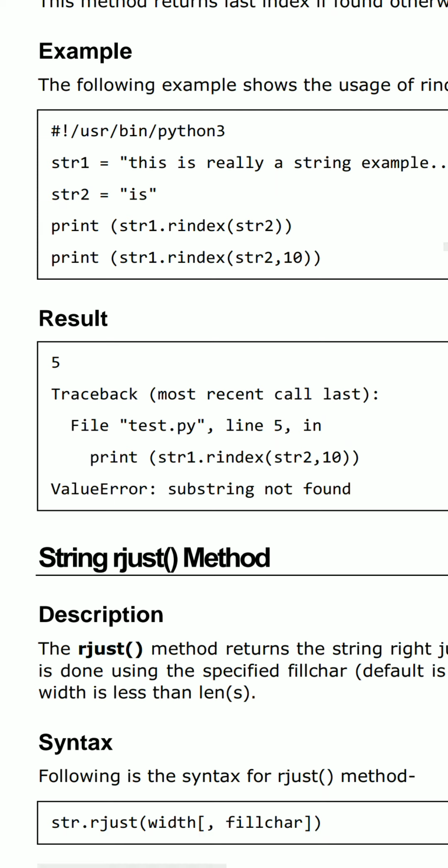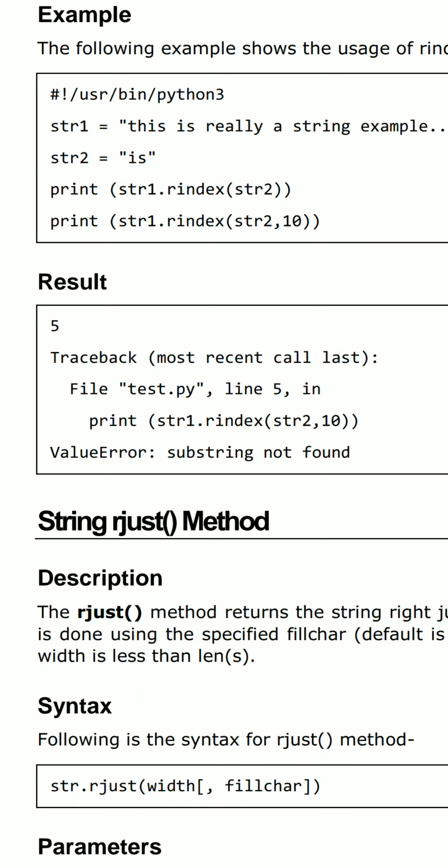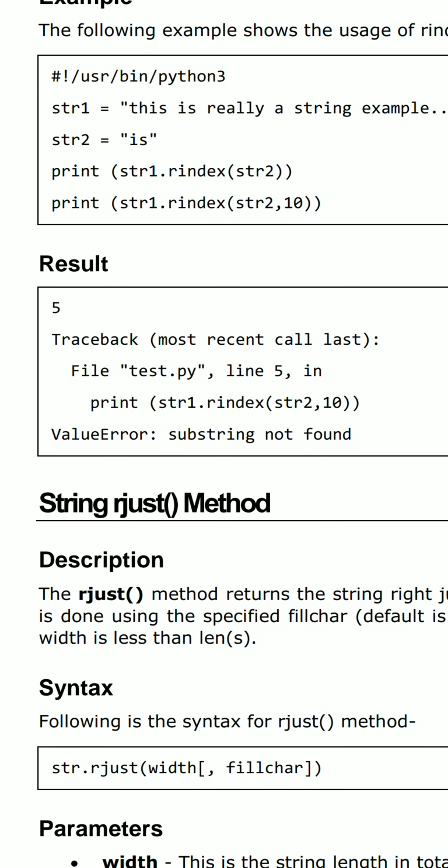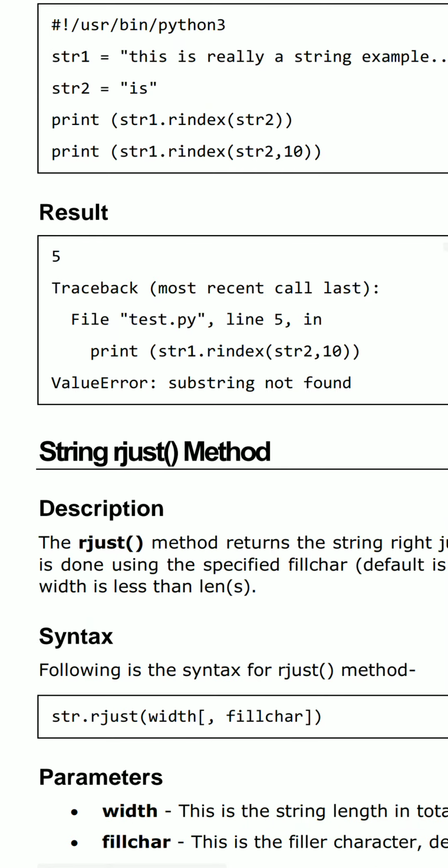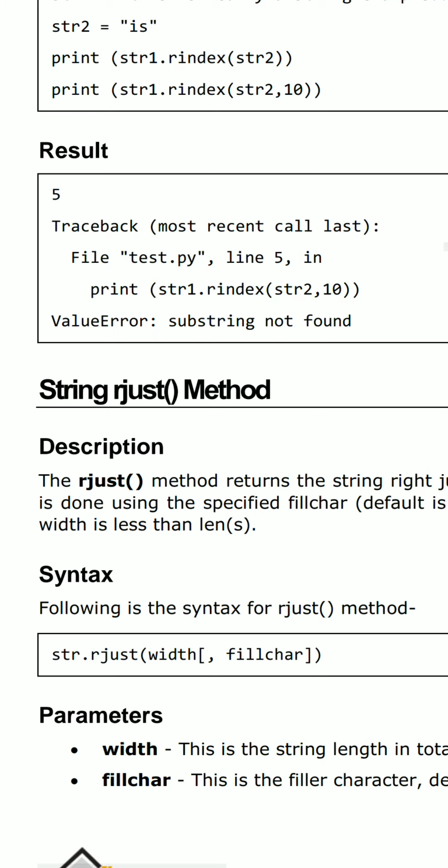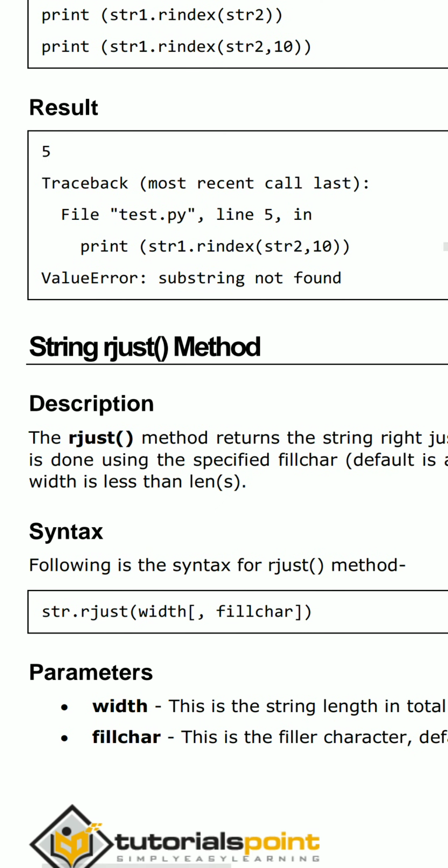So I found "is" at the fifth position. That's why the result for the statement is 5. And the next print statement is string1.rindex(string2, 10). This specifies that I have to find string2 in string1, starting from 10. So it doesn't find anything, and it simply returns an error.